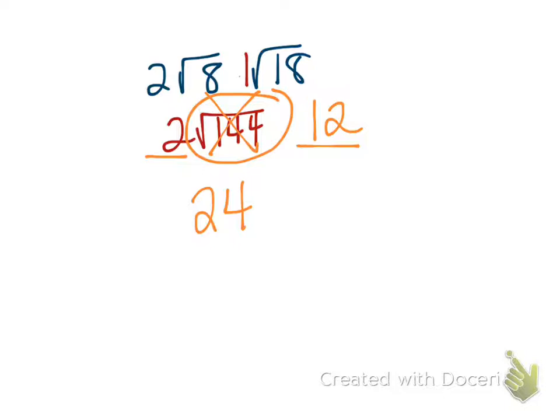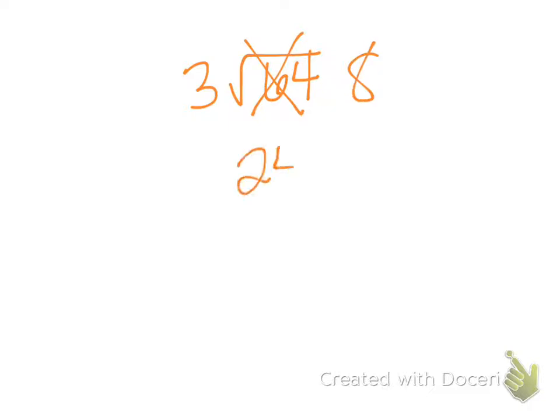I could give you another quick example of that. If I had like 3 square root of 64, well the square root of 64 is 8, and 3 times 8 would be 24. It's not always 24, those both just happen to be 24.